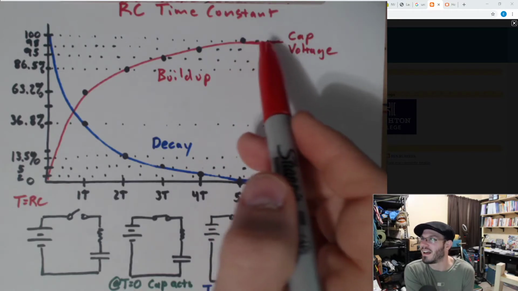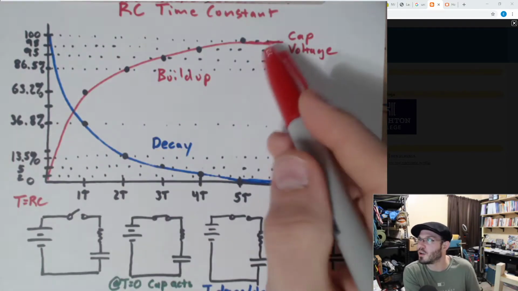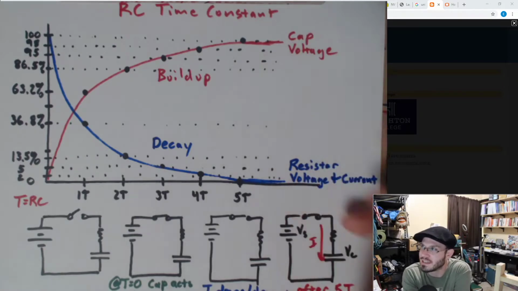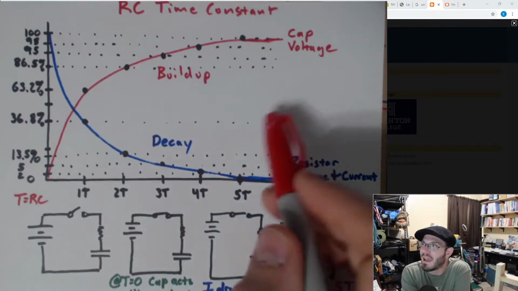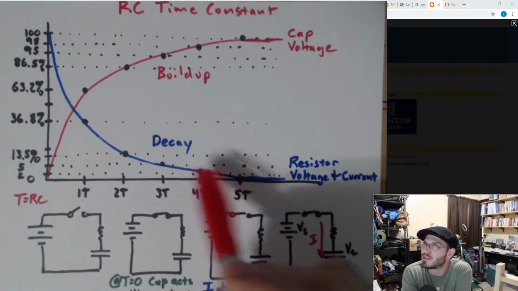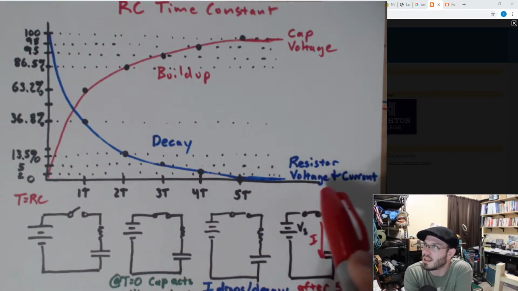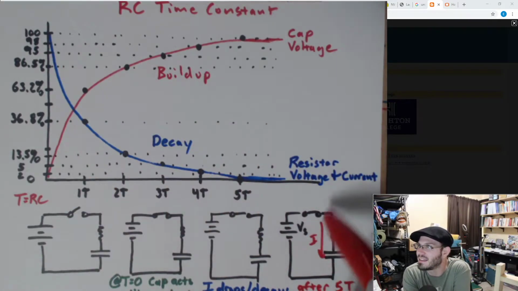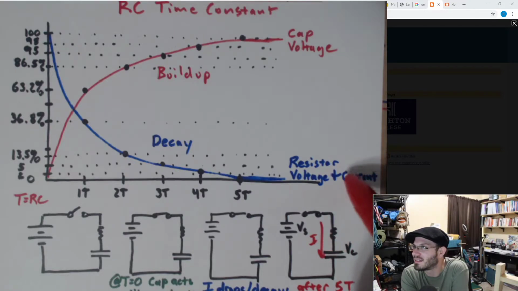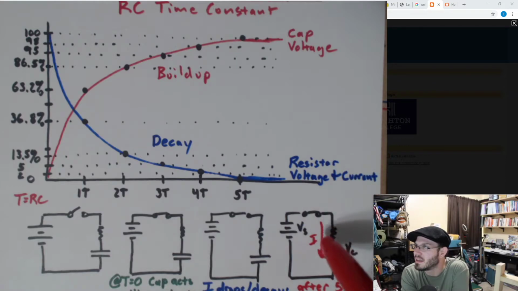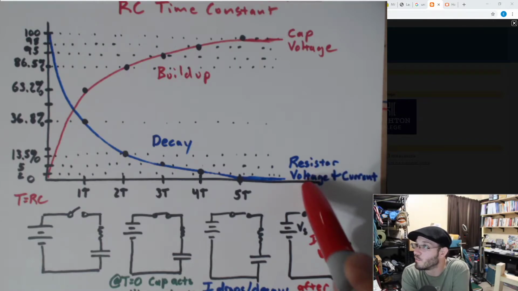This actually gets closer and closer, but never actually reaches it as time goes on. Okay. And the same story in reverse for the current. And since we have this resistor here and the current is decreasing, you get less voltage as well.